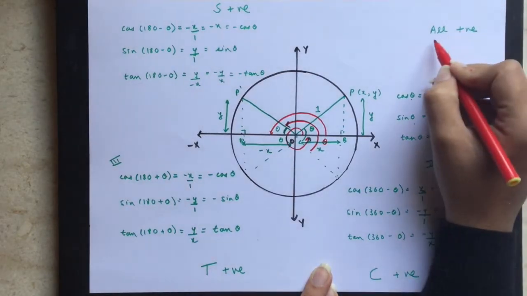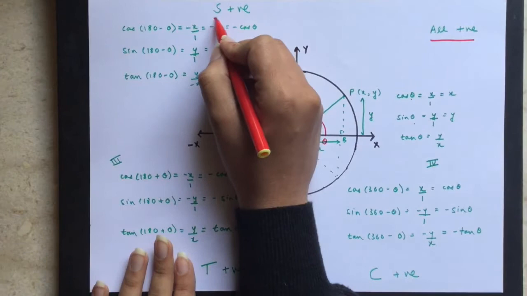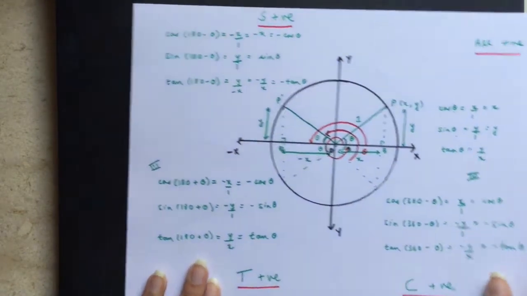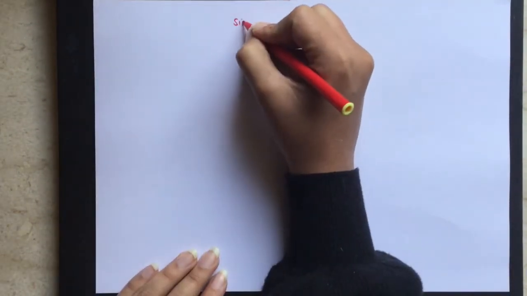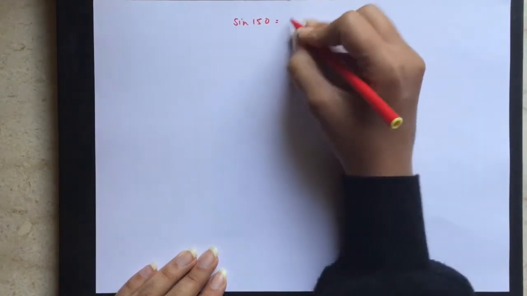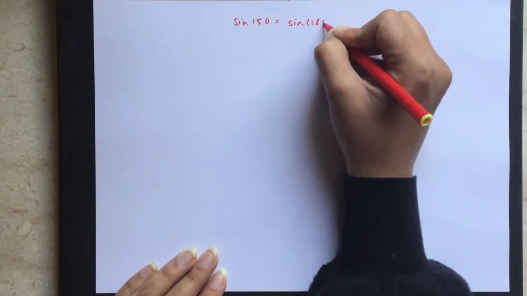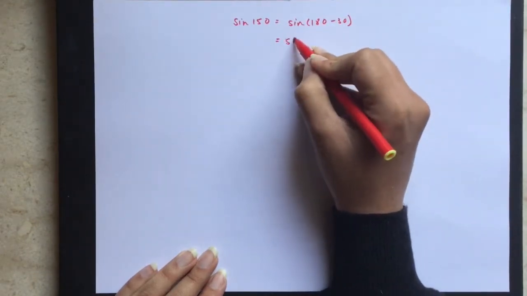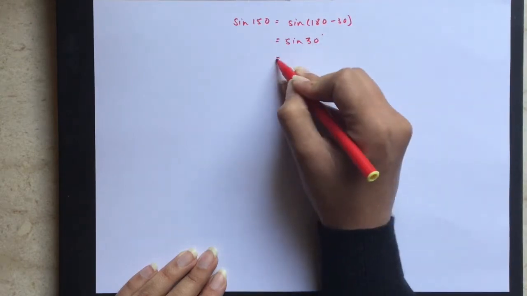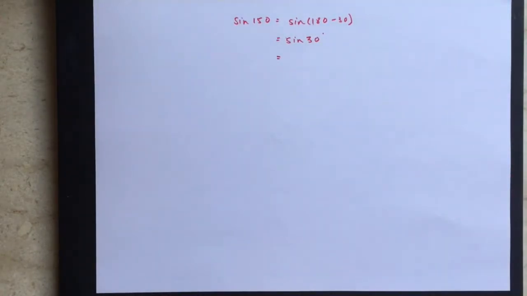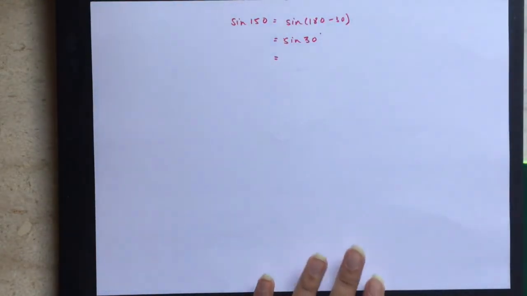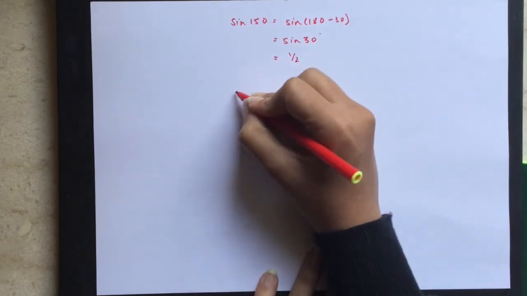So we learned that in the first quadrant all are positive, in the second only sine is positive, in the third tan is positive, and in the fourth cos is positive. Which brings us to our original questions. What is the value of sine 150? Which is nothing but sine of 180 minus 30, which I can call sine 30 because I know that it's in the second quadrant and sine is always positive. So now by this table, we know sine of 30 degrees is half, so we get 1 by 2.